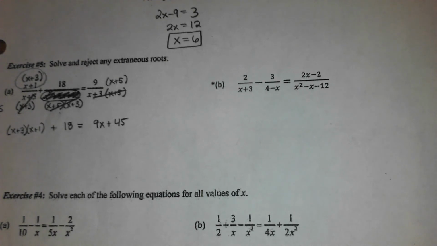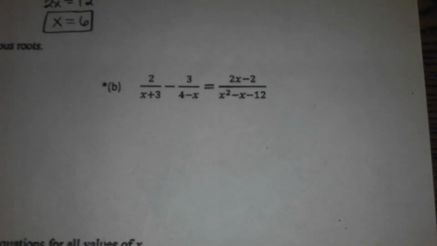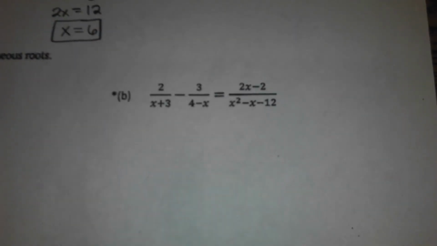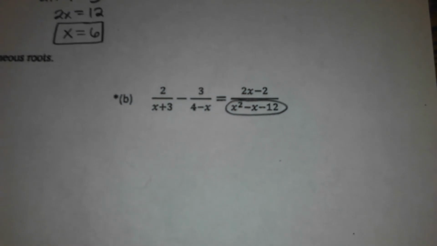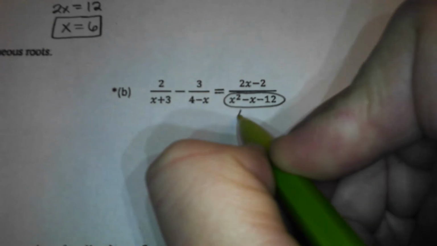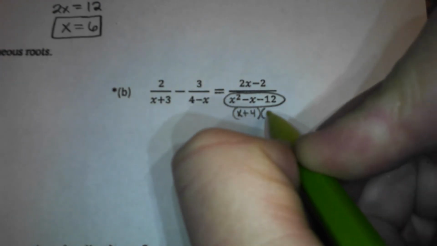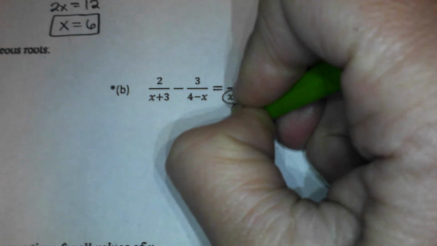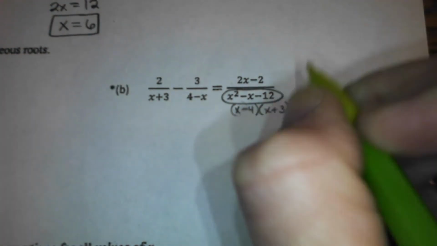On your homework yesterday, but it will happen. So, first, trying to get a common denominator on all of these terms, we start by factoring. And Vince, what can we factor this to? Correct. X minus 4 and x plus 3.